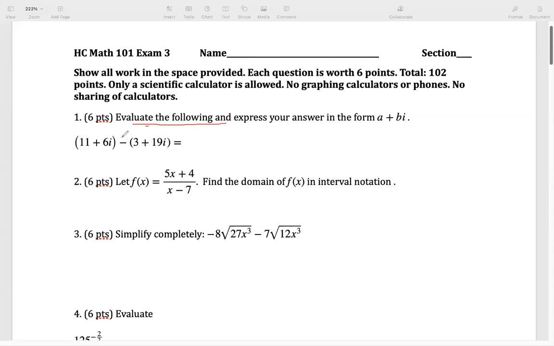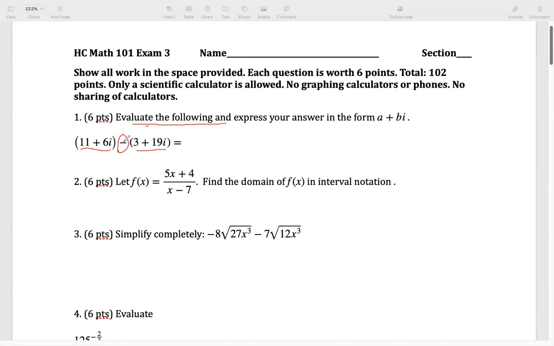we want to add, subtract. You see the subtraction, right? This one is a complex number. The real part is 11. The imaginary part is 6. And this is another complex number. The real part is 3. The imaginary part is 19.